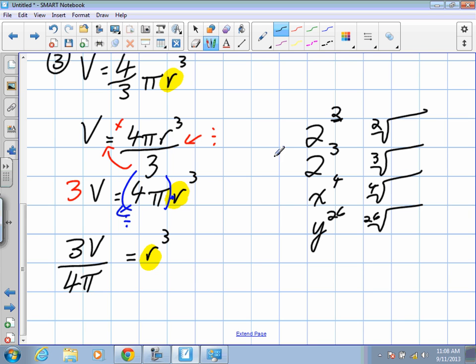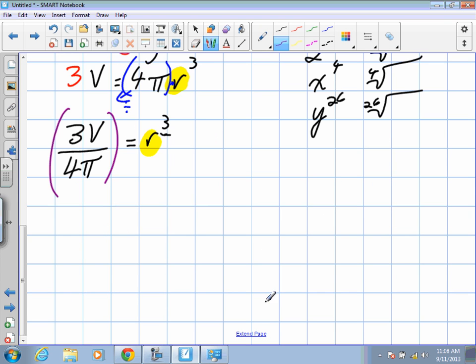So, because we're trying to move this power of 3 to the other side, it's going to have to affect everything over here. So all of this will have to go under a root, and because it's the value of 3, it'll have to be the third root. So we'll have to find the third root of 3V over 4 pi is equal to r.